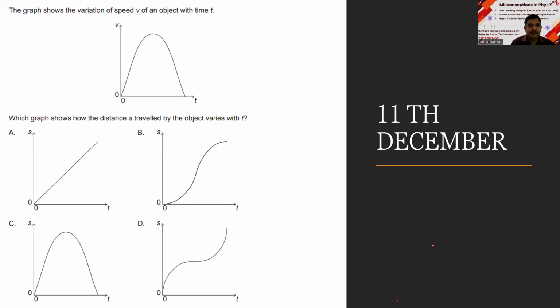Right. So the graph shows the variation of speed v with time t. The v versus t graph is given, and we need to find which graph shows the distance s traveled by the object with respect to time t. So the vt graph is given to you, and you need to find out the corresponding st graph. Now, how do we do it?